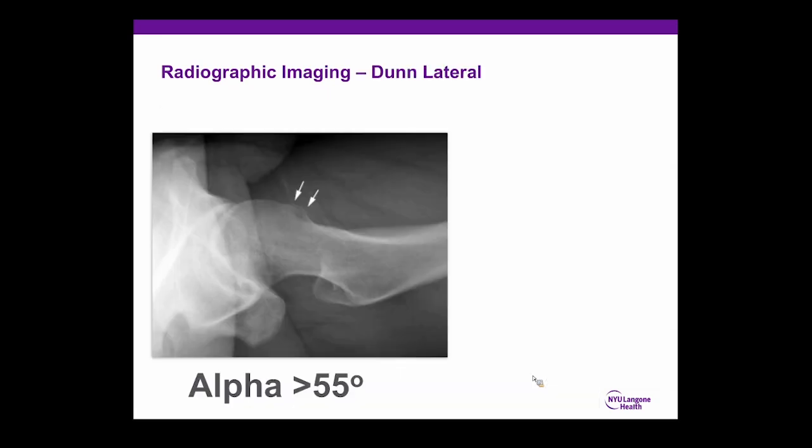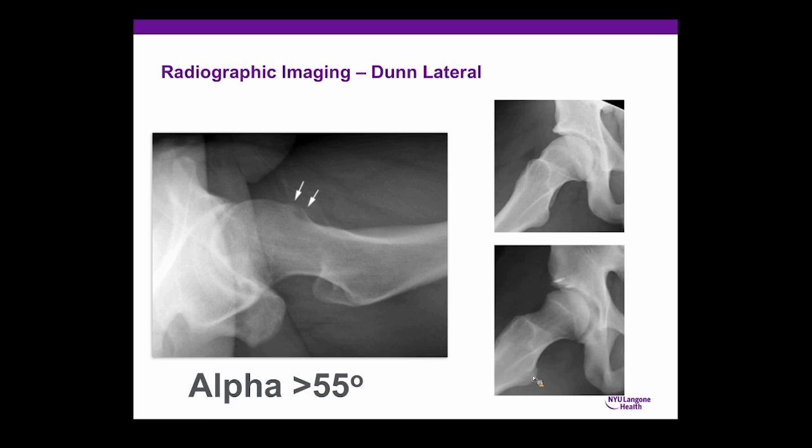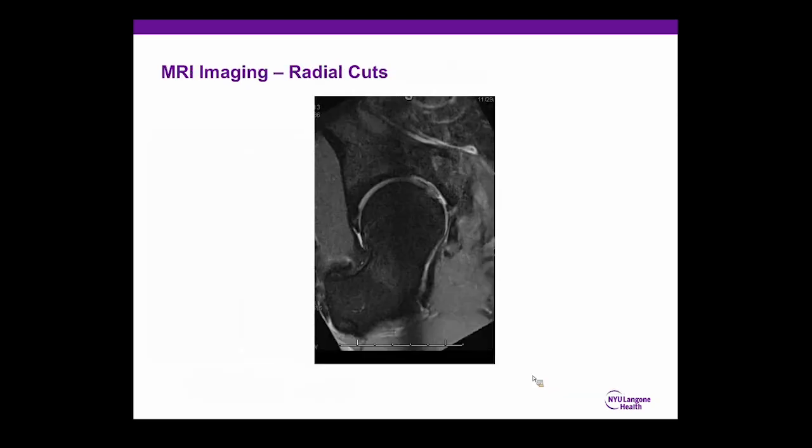Again, here's your Dunn lateral, so you're going to see most of your cam deformities in profile here, and we're looking for that alpha angle to be greater than 55 degrees. This is a nice view to get intraoperatively as well as you're rotating the hip, but it really helps to kind of identify how much you've taken out.